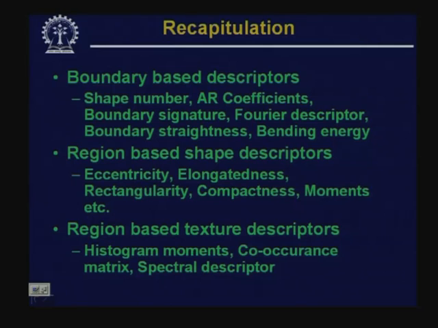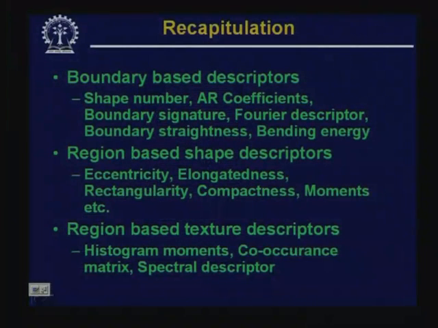We have seen the auto regression coefficients, where for getting these auto regression coefficients, we had to get a polygonal approximation, a polygonal representation of the boundary. Then the corners or vertices in this polygon are represented by an auto regression model, and by solving a number of linear equations, we can solve for those auto regression coefficients. And this set of auto regression coefficients also acts as a descriptor of the shape.